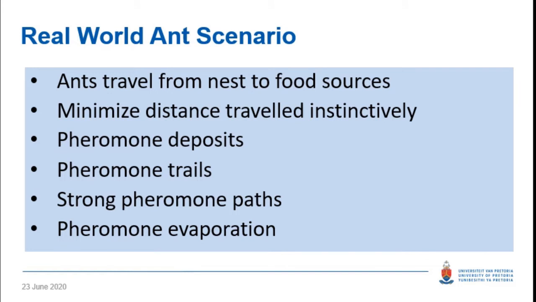Over time, some paths may no longer be that good. The ants may find newer paths that are shorter. And what will essentially happen in nature is, over time, that pheromone is going to evaporate on that path. And then we try to find the same analogy when we're implementing it using ant colony optimization.